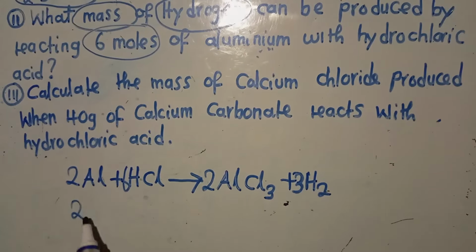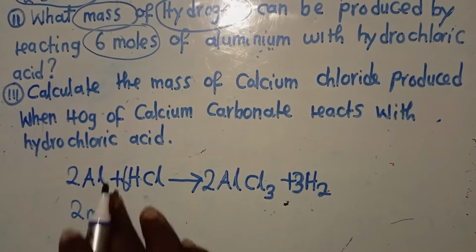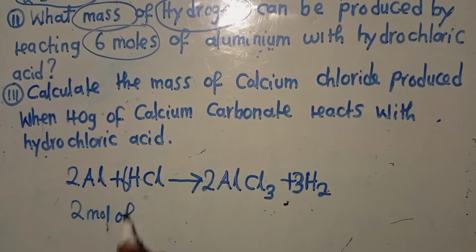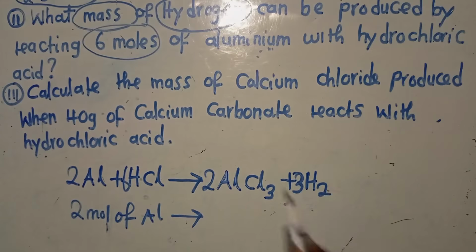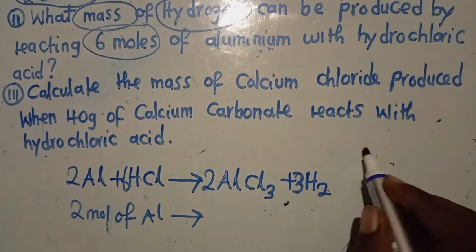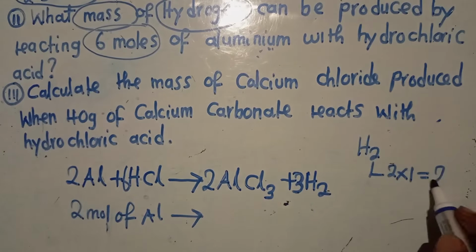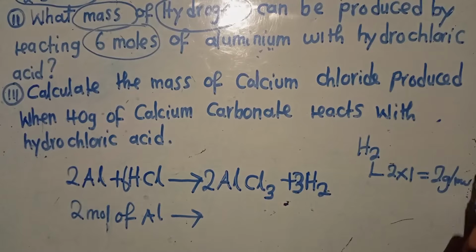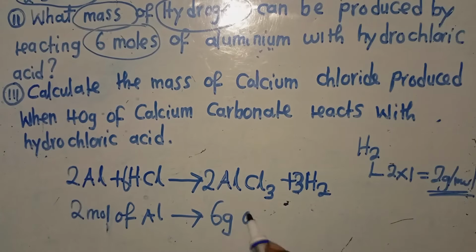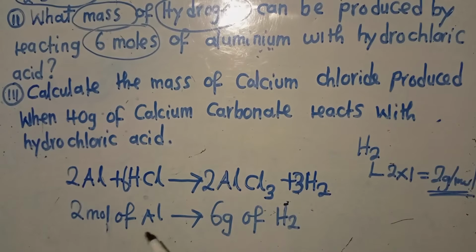So how many moles here? 2 moles. 2 moles of what? 2 moles of aluminium is here, reacting, equating to the mass this side. Since there is a 3, it is like this. So that is 2 times 1, the answer is 2. So 2 grams per mole. That is molar mass. Since there is a 3, 2 times 3, 6. So it is 6 grams of what? Hydrogen gas.